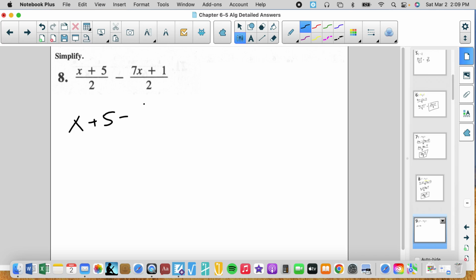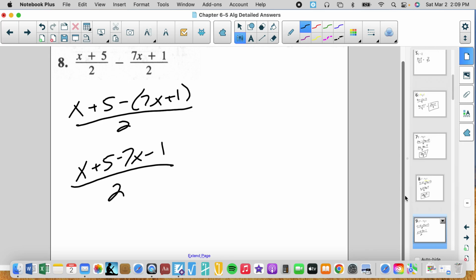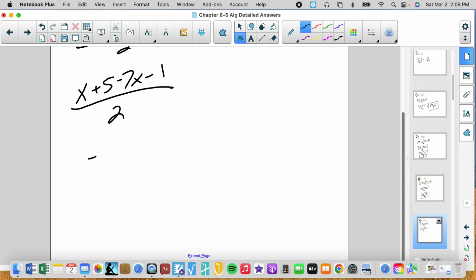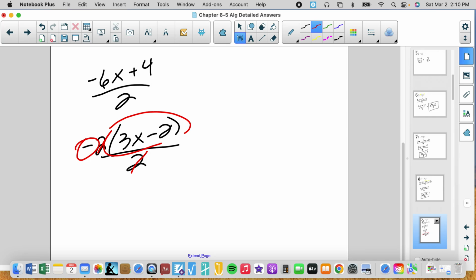X plus 5 minus the quantity 7x plus 1 over 2. X plus 5 minus 7x minus 1 over 2. Negative 7x and x is negative 6x. Positive 5 and negative 1 makes positive 4 over 2. Now we can factor out a common factor of negative 6x and 4. We can factor out a negative 2, which makes 3x minus 2 over 2. And now we can cancel, and we're left with these things.